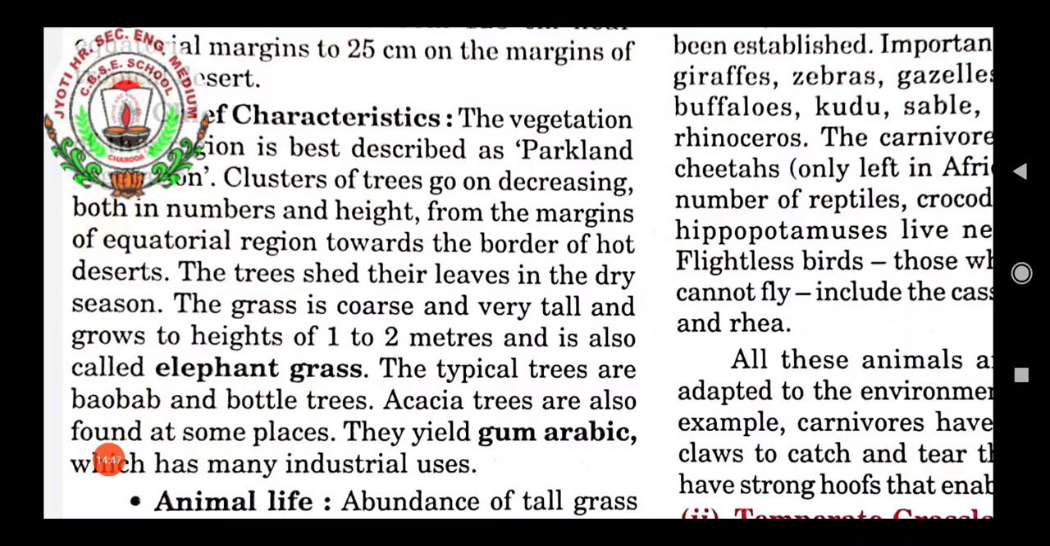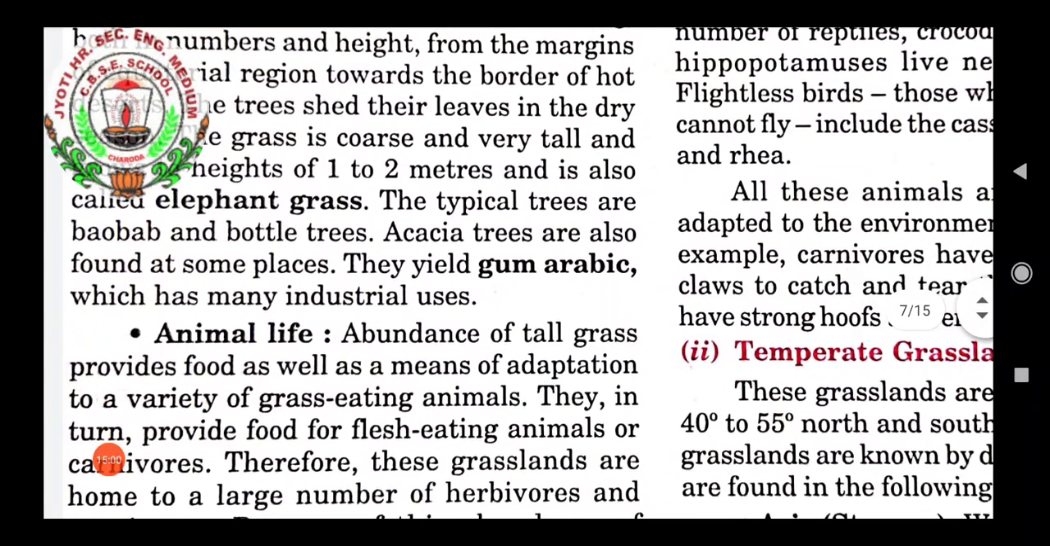There are some typical trees like baobab and wattle trees. Cassia trees are also found in some places. They yield gum arabic, which has many industrial uses. This gum arabic is also used in the food industry.